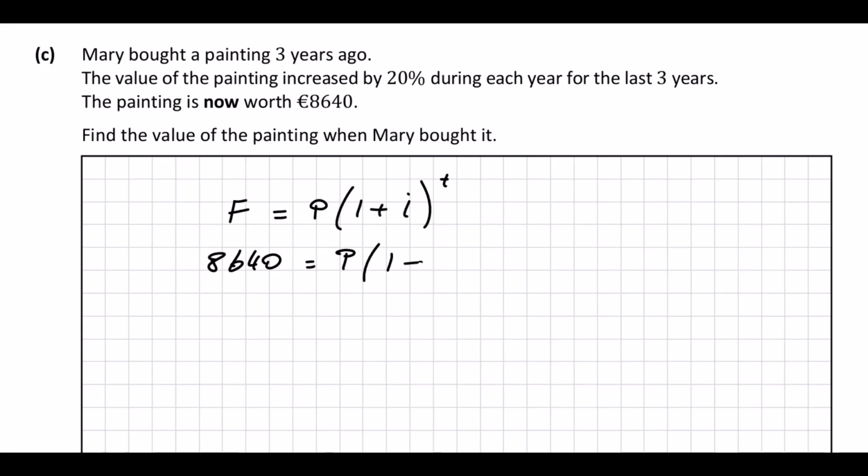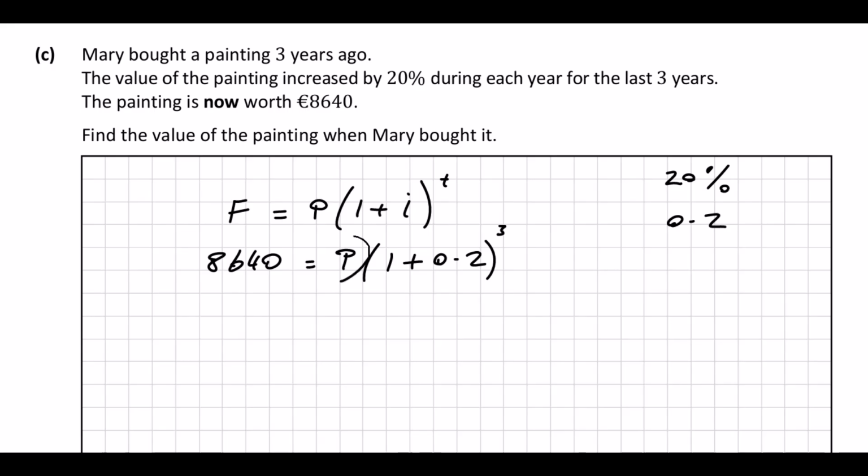And then we've got 1 plus the interest rate. Well, the interest rate is 20%, but if you notice from the tables, you don't put in 20, you put that in as a decimal. So in other words, 20 over 100 or 0.2, so it's plus 0.2. And then it is 20% over how many years? 3 years, so that's the time here. So you put that there.